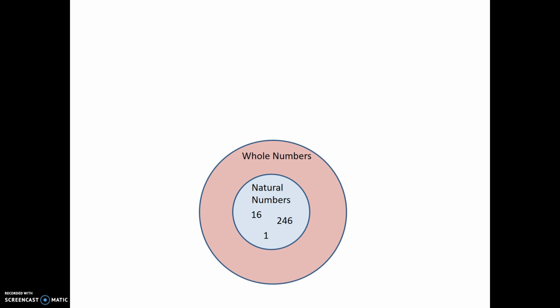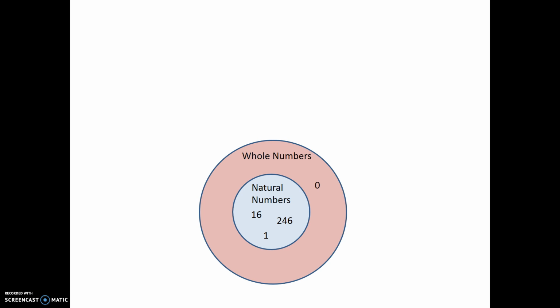So whole numbers are all natural numbers and 0. So if I were taking numbers and putting them in this Venn diagram in the best possible place, the only number that would go in the whole number circle, not the natural number circle, would be 0, because every other whole number is a natural number as well. So the best place for those numbers would be in the natural number circle.